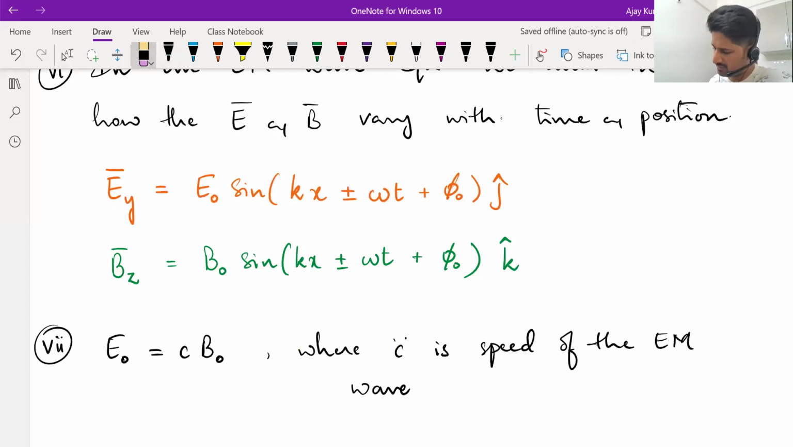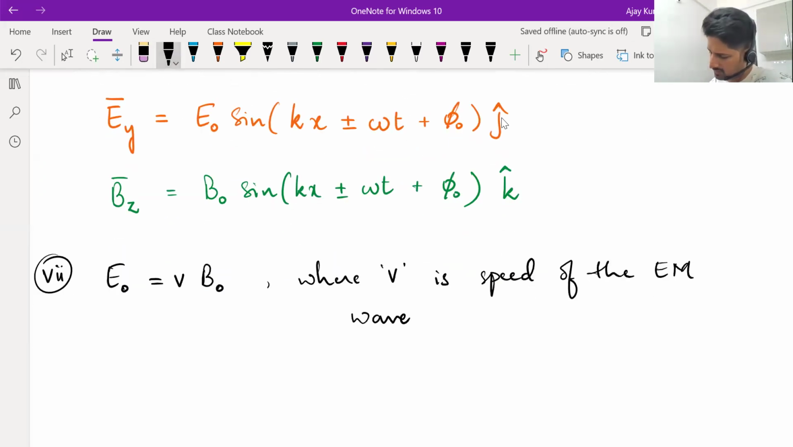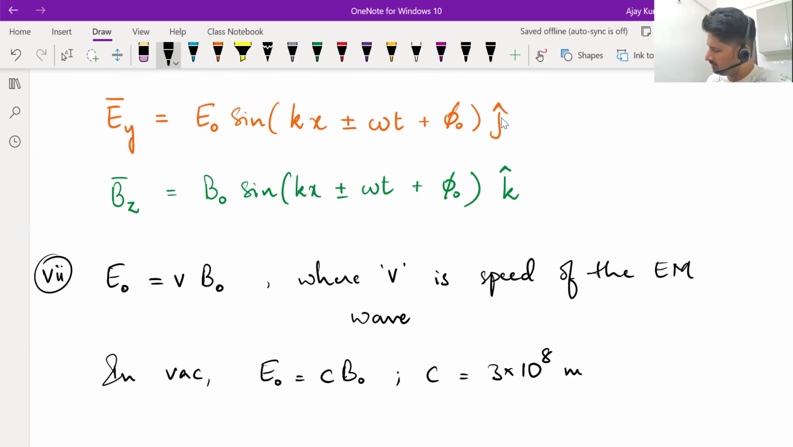So it is better to write E naught is equal to V times B naught, where V is the speed of the electromagnetic wave. Whatever wave you are trying to represent, its speed is V. So in vacuum, it changes to E naught is equal to C times B naught, where C is approximately 3 into 10 power 8 meters per second.